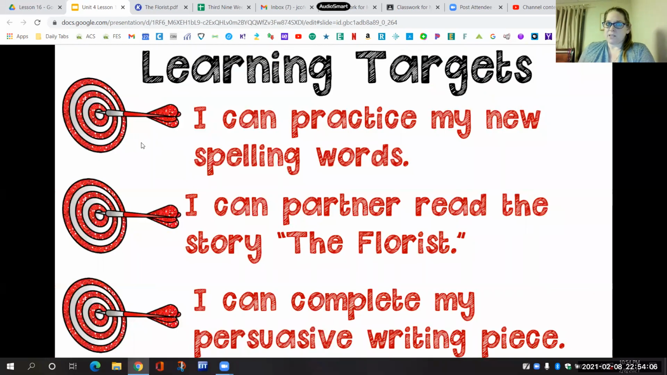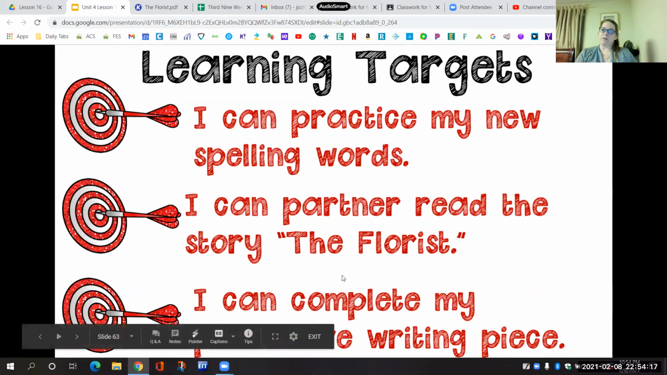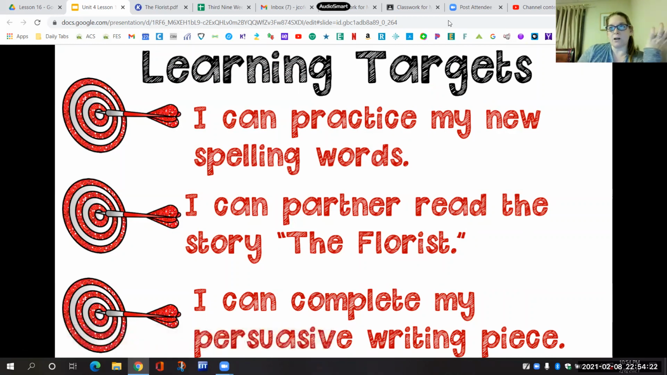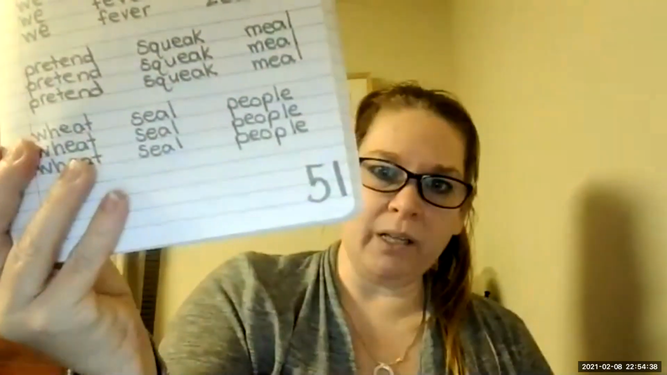So our learning target for today: practice my new spelling words, which I'm about to tell you what you're going to do, and partner read the story The Florist, which we just did. And remember, we are not doing this third learning target. So we are all finished with your lesson for today. But remember, you have new spelling words. So you are going to practice your new spelling words in your phonics journal. You're going to turn to page 51.